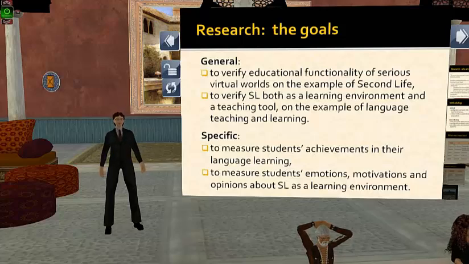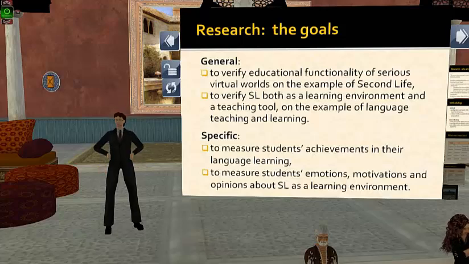Okay, so I wanted to verify Second Life as a learning environment for my students, for whom Second Life or any 3D virtual world was a totally new environment. Out of 70 students, only one had any experience with Second Life. So that was good for me. I liked that.